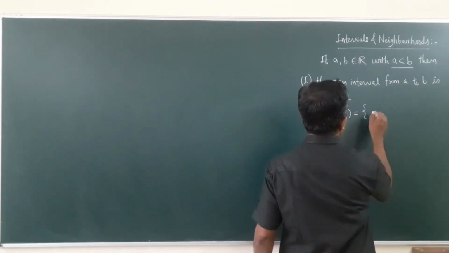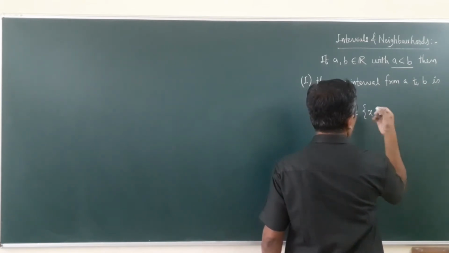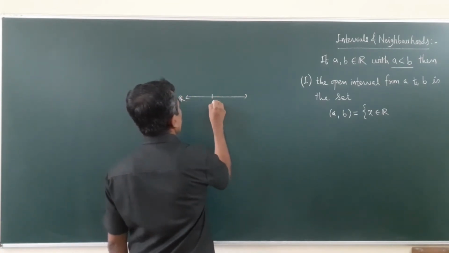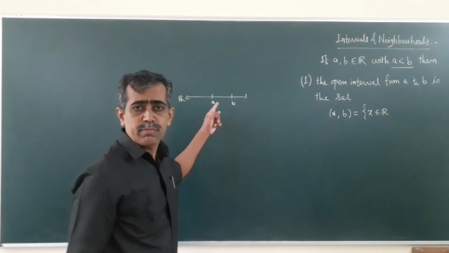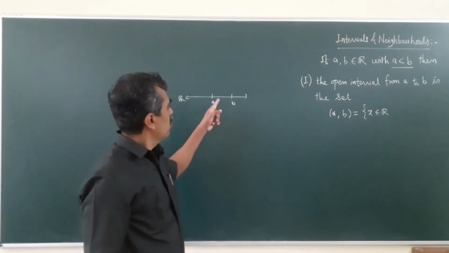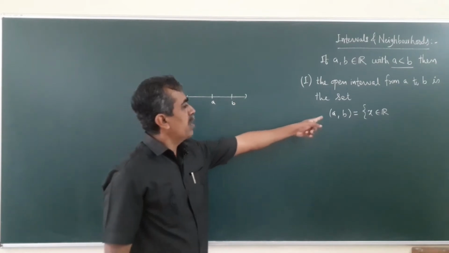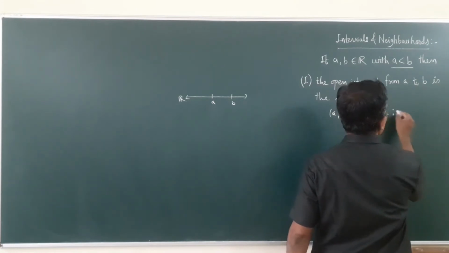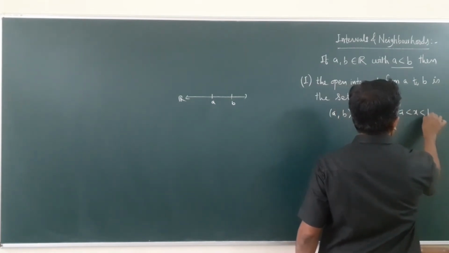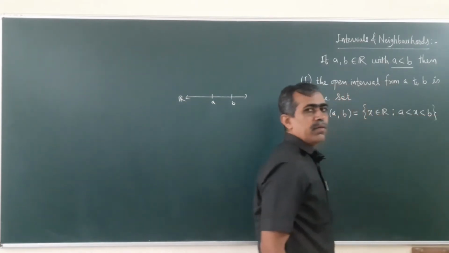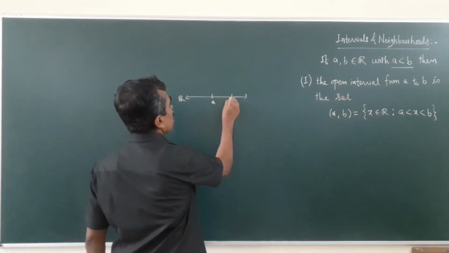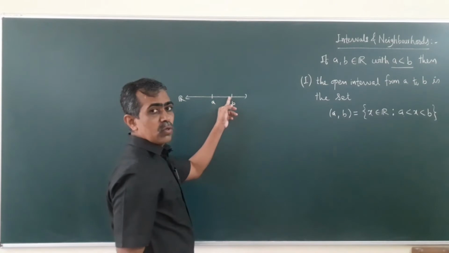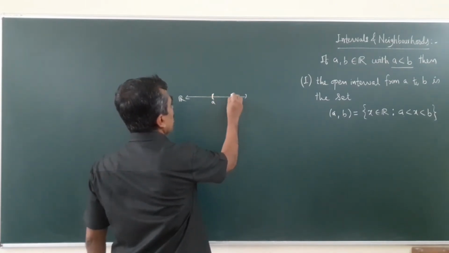This is the set of all real numbers on the real line. Suppose this is my real line R. Suppose here is A and here is B. I am taking A to the left, which means A is less than B. Then open interval AB is the set of all those real numbers X such that X lies strictly between A and B. X is not equal to A and X is not equal to B.